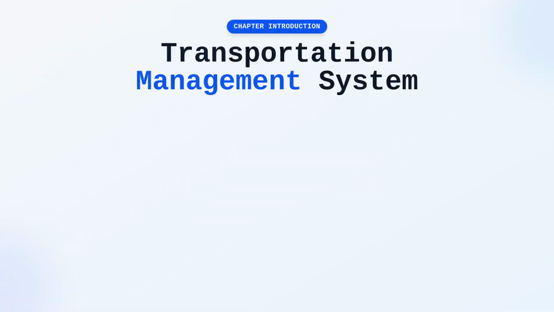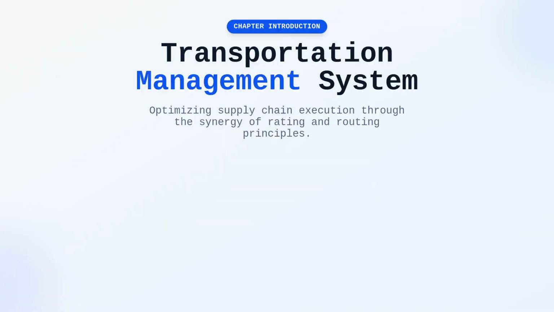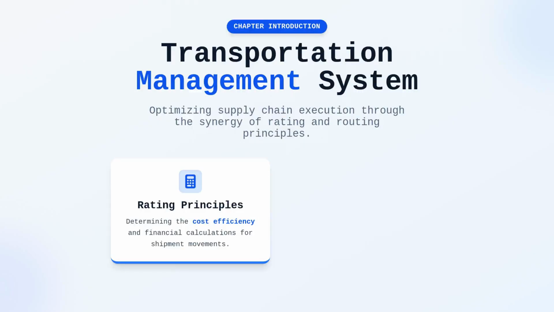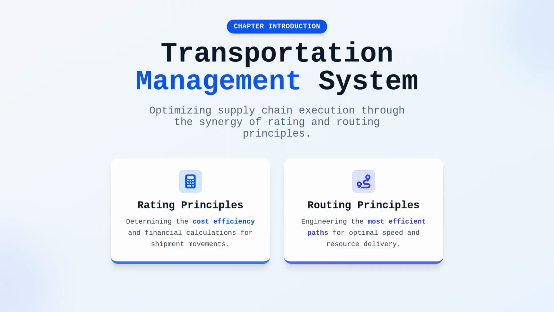Welcome back. In this chapter, we explore the complexities of the transportation management system, specifically focusing on how rating and routing principles dictate efficient shipment execution for your supply chain.